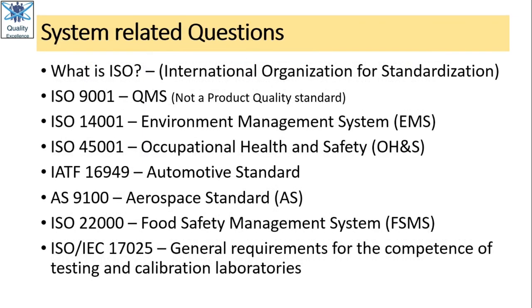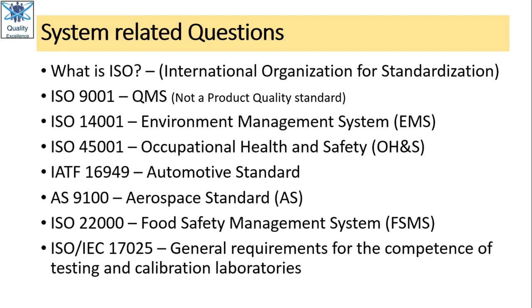Then they may ask you some system related questions also, like what is ISO? ISO is nothing but International Organization for Standardization. I have already posted a video on that. You can refer to that. I'll give the link in the description box. And ISO 9001 is the quality management system, and let me tell you, it is not a product quality standard. It is related to the management system, the quality of the management system of the organization. ISO 14001 is related to the environment management system. ISO 45001 is the occupational health and safety standard. Previously it was 18001, now it is 45001.